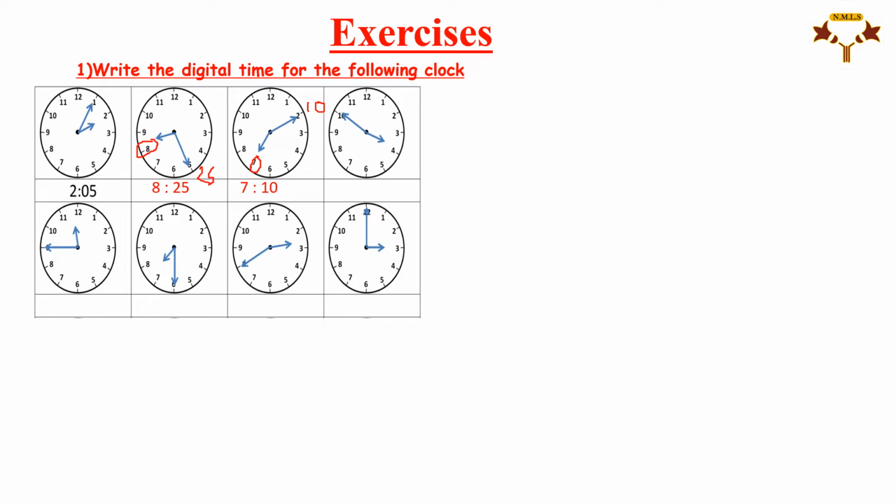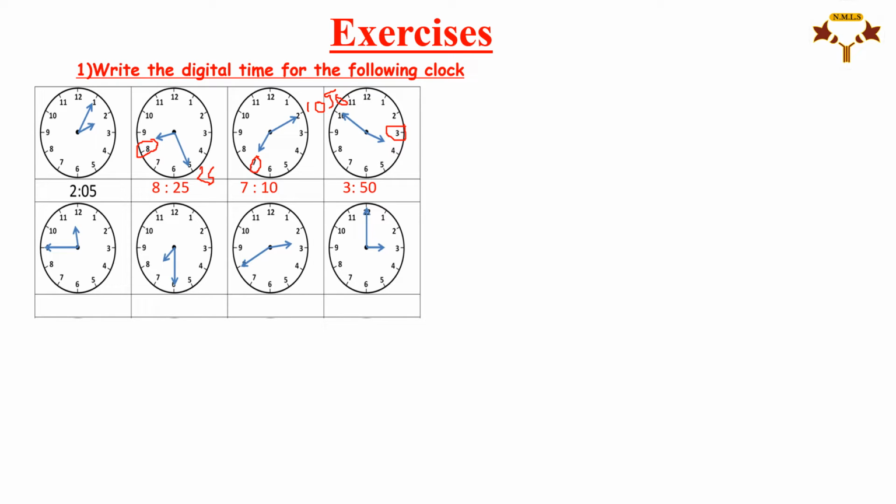Number 4. Here we have two hands, the short hand for hours is between 3 and 4. I will take the smallest number, then I will take 3. Okay, and the long hand for minutes is at 10. Then we start with 1 and skip count by 5: 5, 10, 15, 20, 25, 30, 35, 40, 45, 50. Then 50 minutes. Then it will be 3 and 50 minutes.